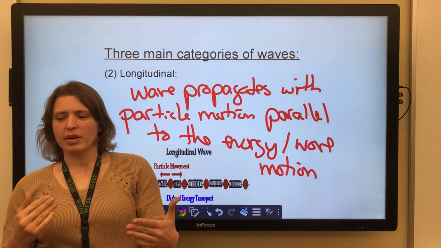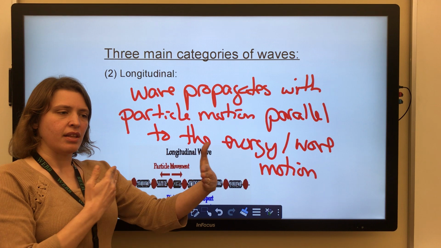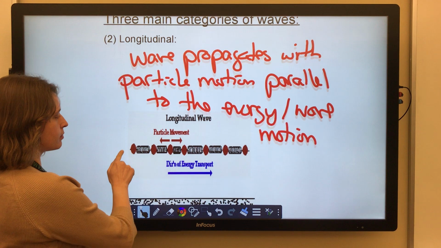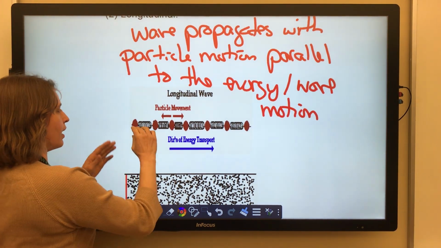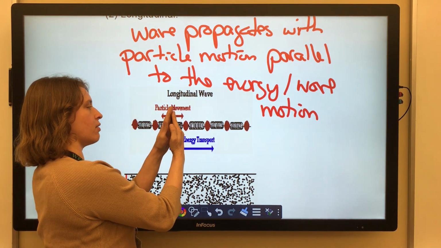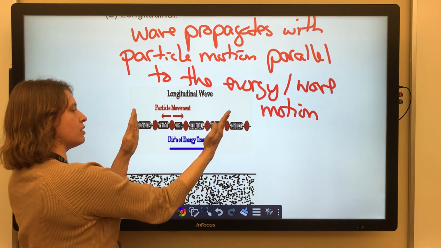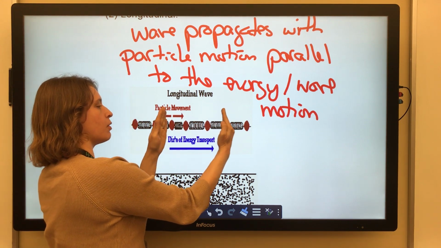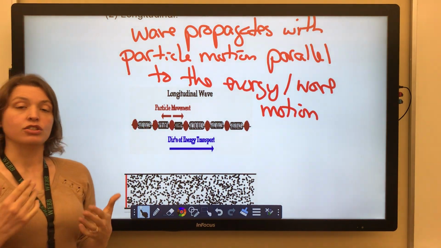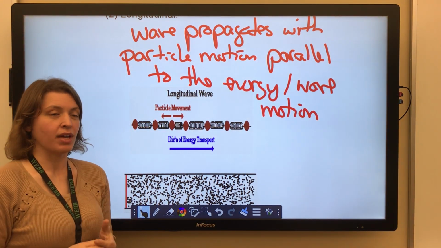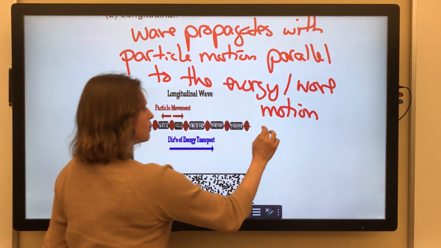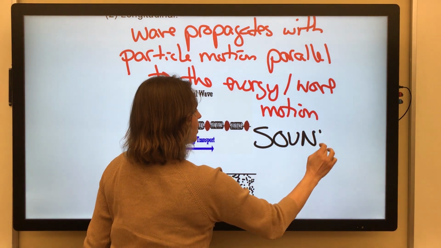It happens through having compression and then separation of particles in the medium. So if you have a bunch of particles that are spread out, you may get some of them that squish together a little bit and then push apart, back and forth. And that back and forth particle movement that propagates through your material is called a longitudinal wave, or sometimes a compression wave. Our main example of this that we'll see over and over again would be sound.